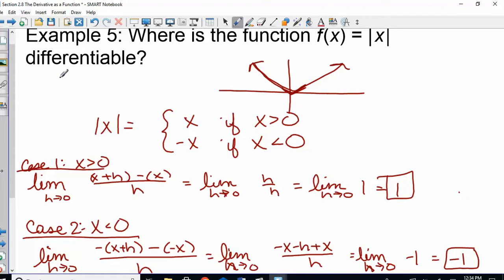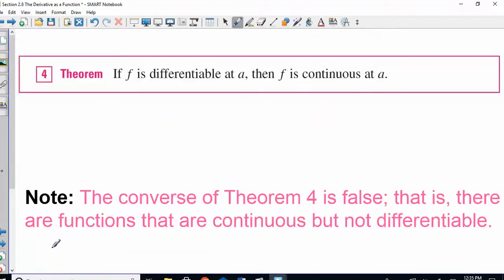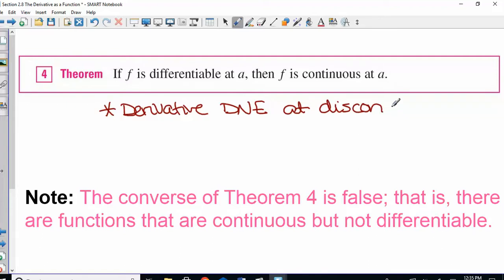All right. Something else we're looking at today, what makes something not differentiable. So on a graph, we have a corner. Another theorem: if the function is differentiable, so if the derivative exists, it has to be continuous there. There are places that a graph might be continuous and not differentiable, but in general, the derivative does not exist at discontinuities.